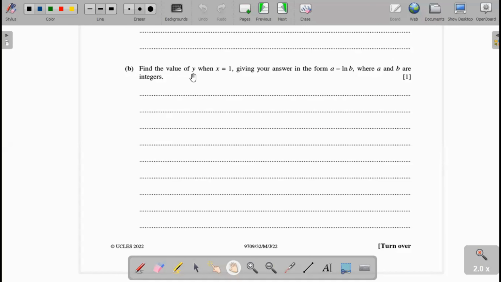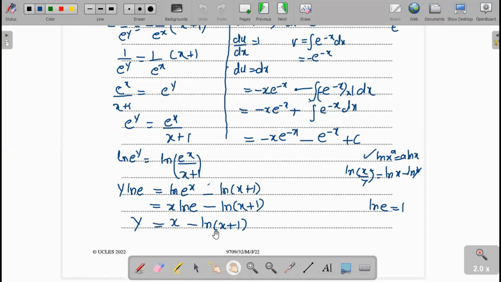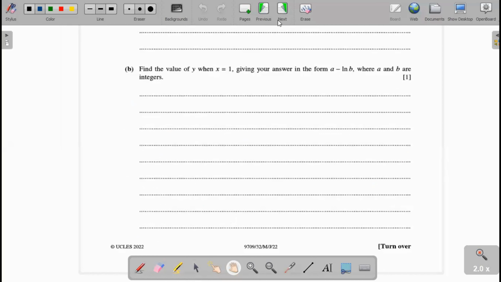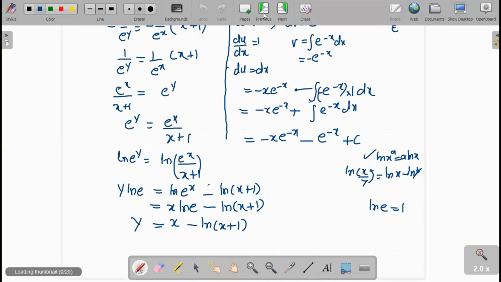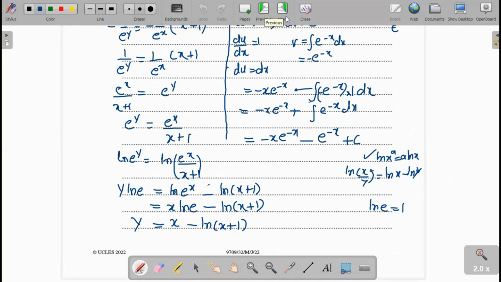Part B, find the value of y when x equal to 1, giving your answer in the form a minus ln b, where a and b are integers. Now y equal to x minus ln x plus 1, this is the equation. Y equal to x minus ln x plus 1.